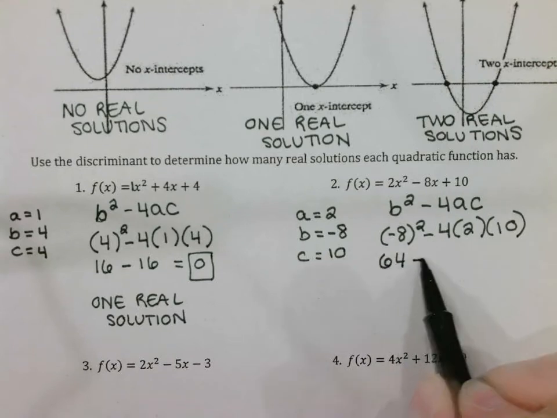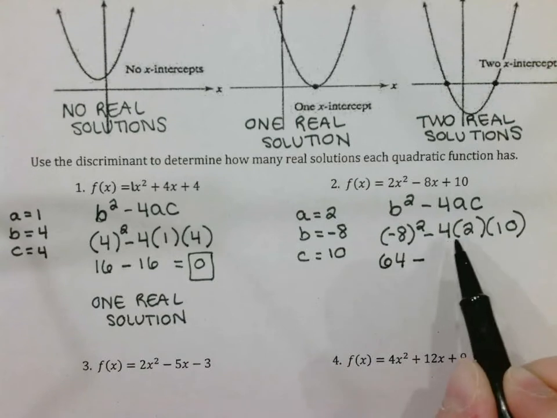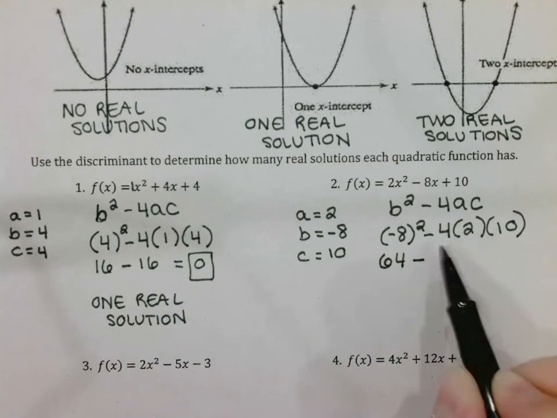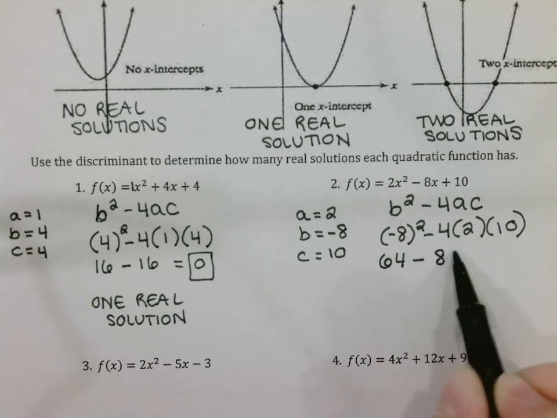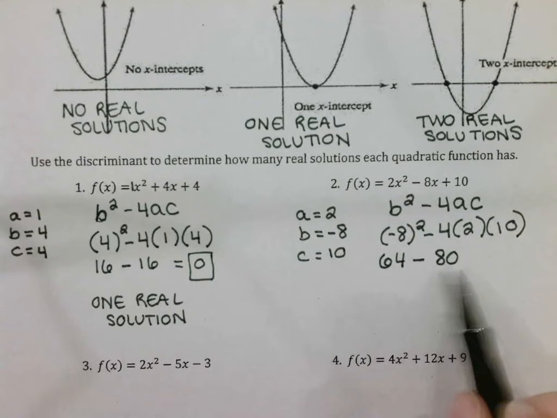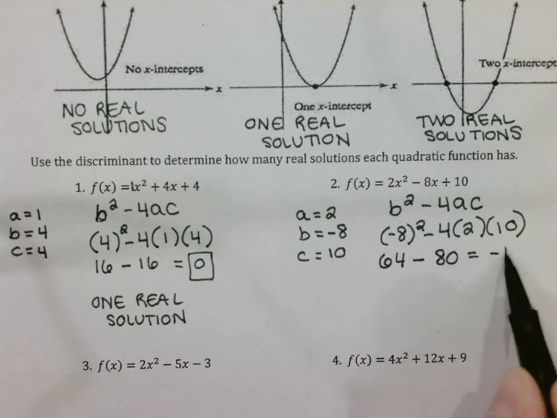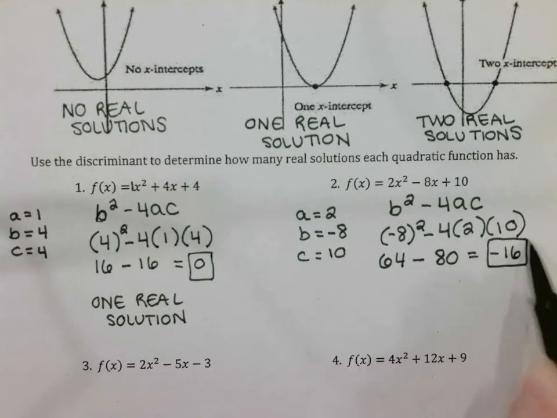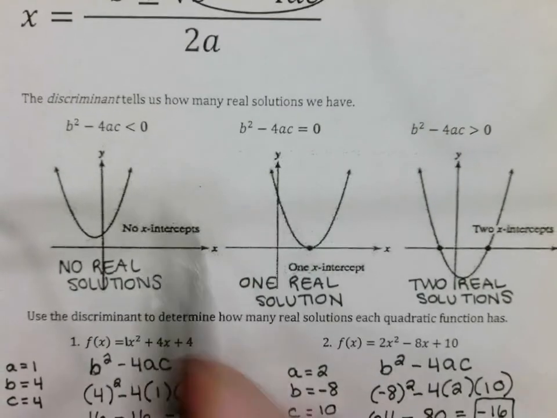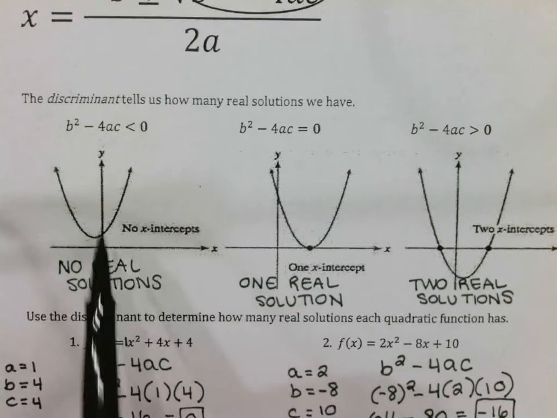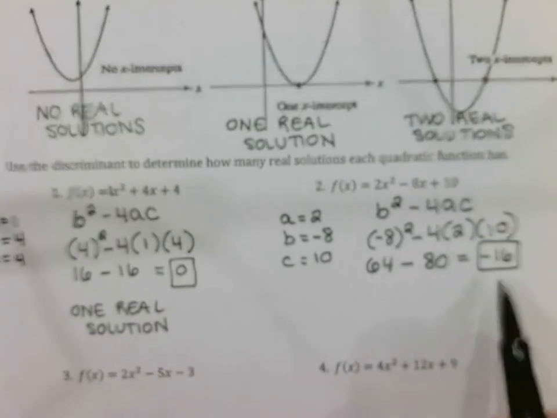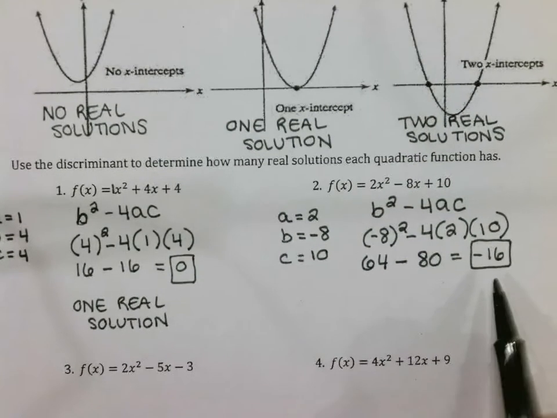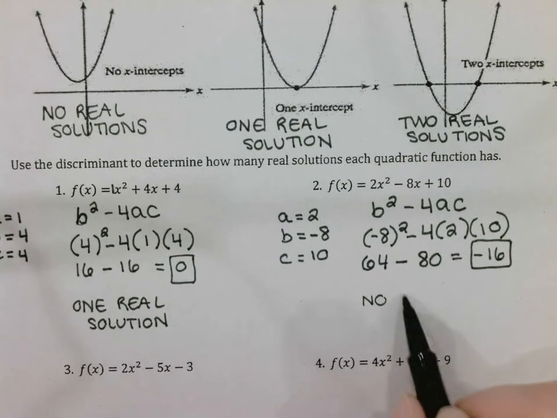I'll bring down my minus, and we have 4 times 2 times 10. Well, 4 times 2 is 8. 8 times 10 is 80. And so 64 minus 80 gives us a negative 16. Okay, so a negative number. What does that mean if our discriminant is a negative number? Less than 0, that means we have no real solutions. So we will have some imaginary solutions, but no real solutions here.